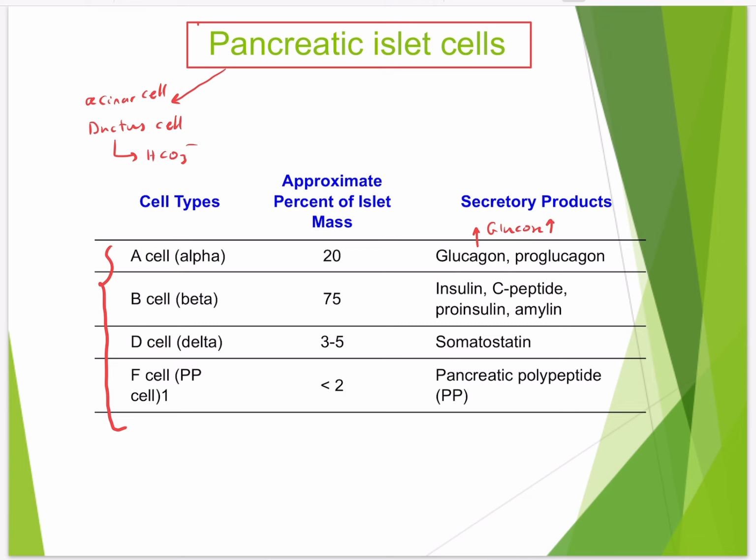And the beta cell, which produces insulin, first produced as proinsulin, and amylin. And the delta cell, which produces somatostatin, and the PP cell or F cell, which produces pancreatic polypeptide. Today we want to study the beta cell, which is most important in diabetes mellitus.